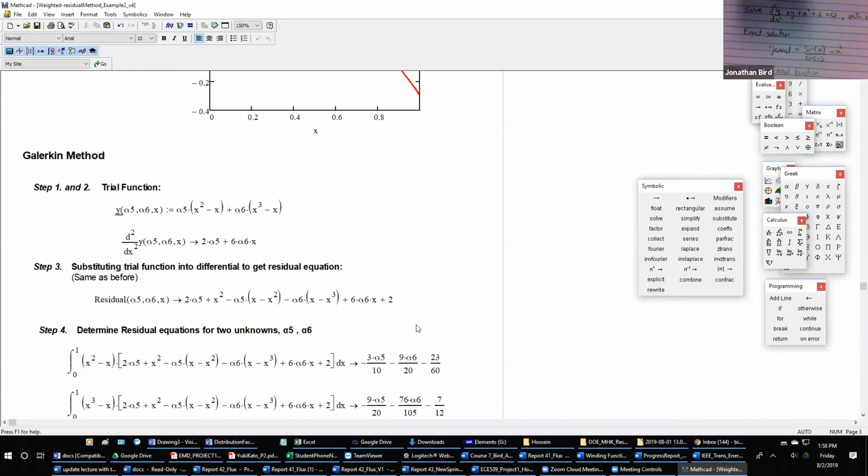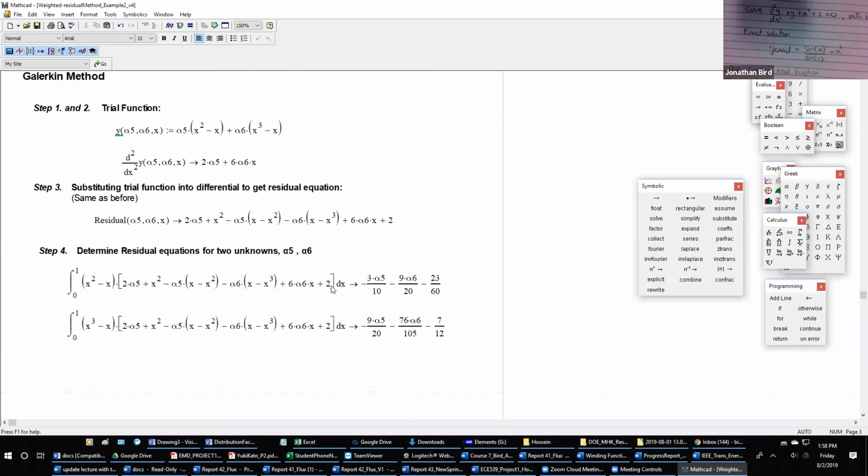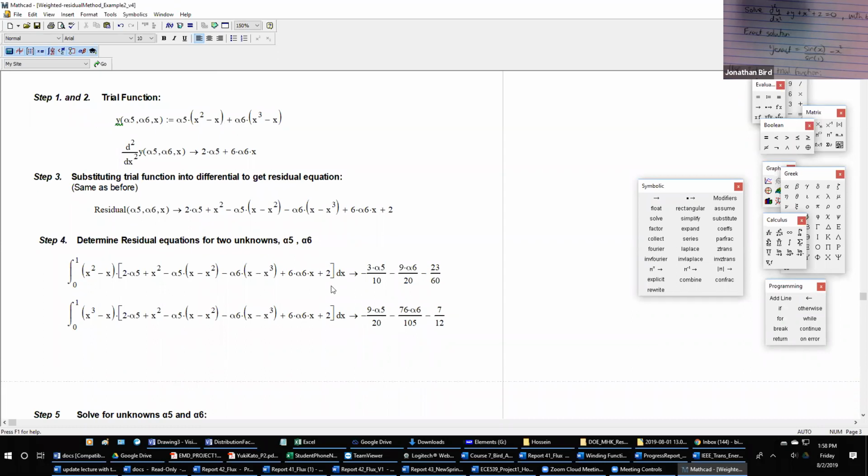Okay, third approach, the Galerkin. So for the Galerkin, we have the trial function, got the residual. So in the Galerkin, we multiply the weighting function. So this is the weighting function. We've got two weighting functions, this one and this one, in the brackets.